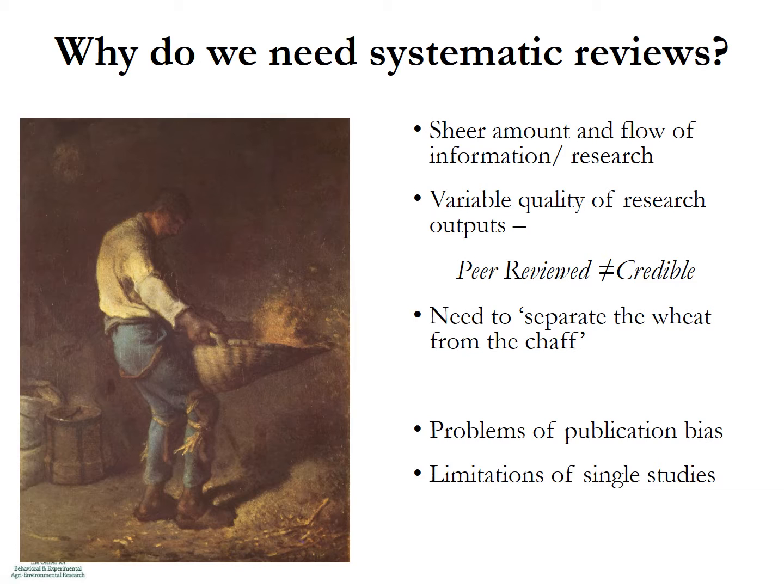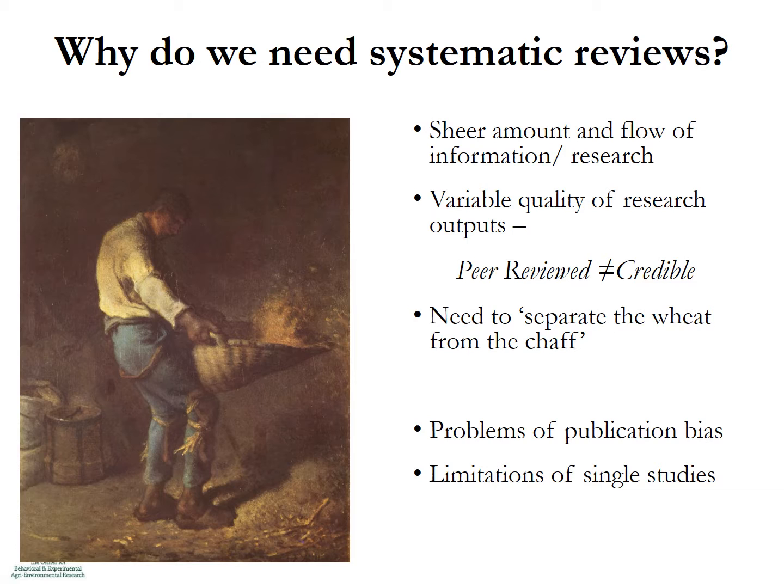So the argument in favor of doing systematic reviews is there's a huge amount of information and research out there, and it's of highly variable quality. And one of the most important insights to recognize is just because something's peer-reviewed doesn't mean it's any good. This is a common thing where people say, oh, it's peer-reviewed research. There's a lot of junk in peer-reviewed research. Just because two people took a look at it and maybe an editor does not mean it's high quality. And so there's a real need to separate the wheat from the chaff. And this was recognized in medicine, and it's particularly true in agriculture and the environment.